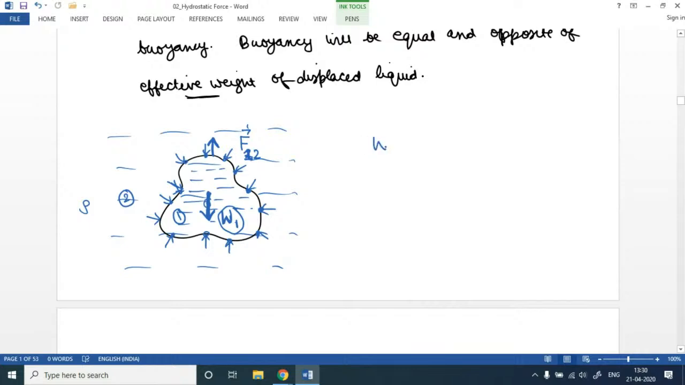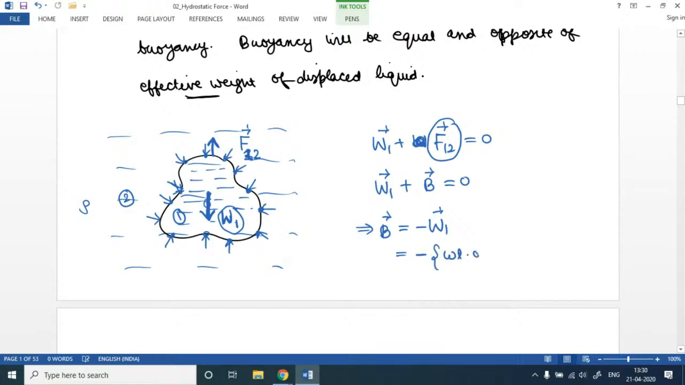So you can clearly see, according to the equilibrium, W1 plus F12 is equal to 0, and this F12 is nothing but buoyancy. Okay, so W1 plus buoyancy, the vector sum is going to be 0. So this buoyancy is nothing but minus W1, and that is nothing but negative of weight of displaced liquid.